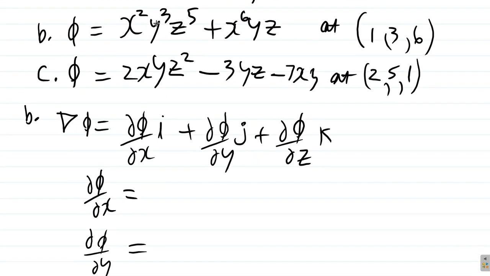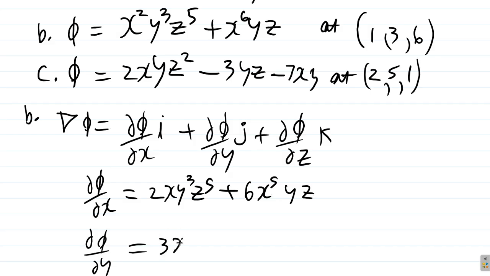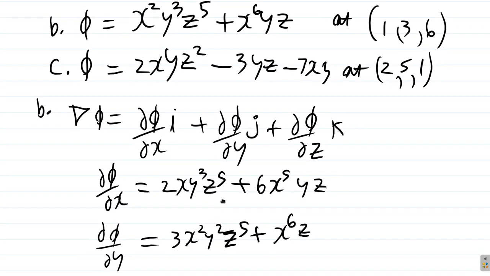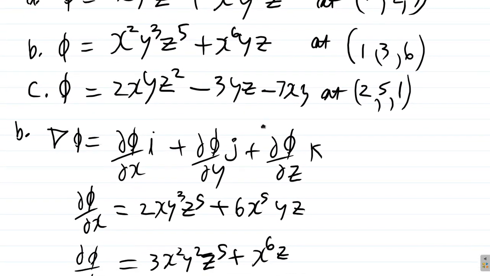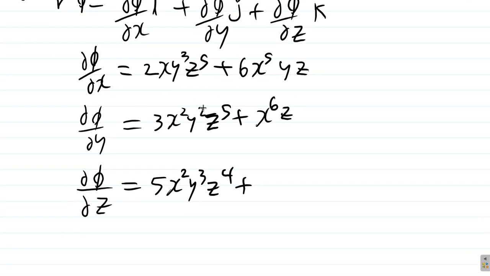So it's part B we're doing. So we differentiate with respect to x. We're going to have 2xy cubed z to the 5 plus, since it's x to the 6, I have 6x to the 5 yz. Okay. Now partial of this by partial y will be 3x squared y squared z to the 5 plus x to the 6 z. Alright. And then partial phi by partial z, when we differentiate with respect to z, we have 5x squared y cubed z to the 4th plus x to the 6 y.